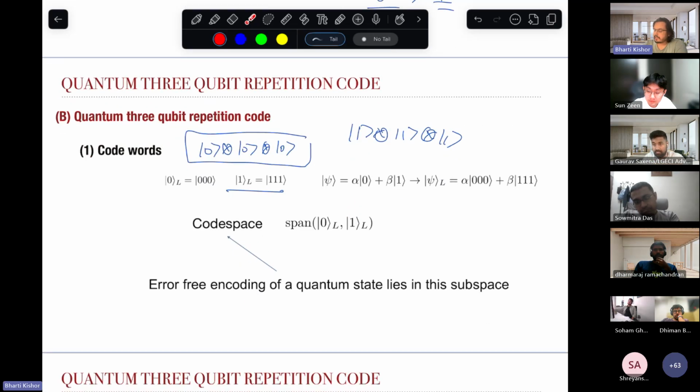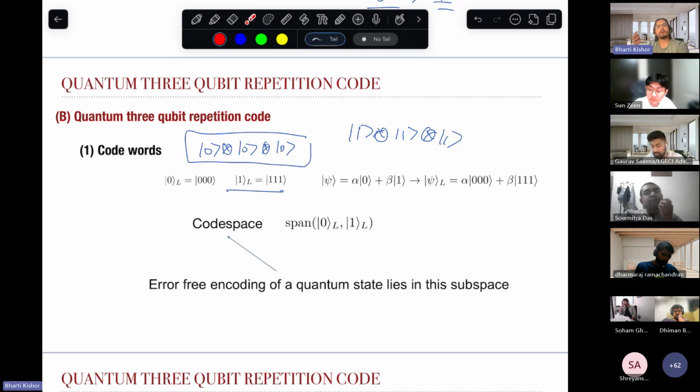And basically the span of this 0 logical and 1 logical, that's what you can call the code space. So that's your code space. It's a part of the Hilbert space, which you can call the error-free encoding of a quantum state. That's where the error-free encoding of a quantum state lives. And any error that happens takes you out of the code space.